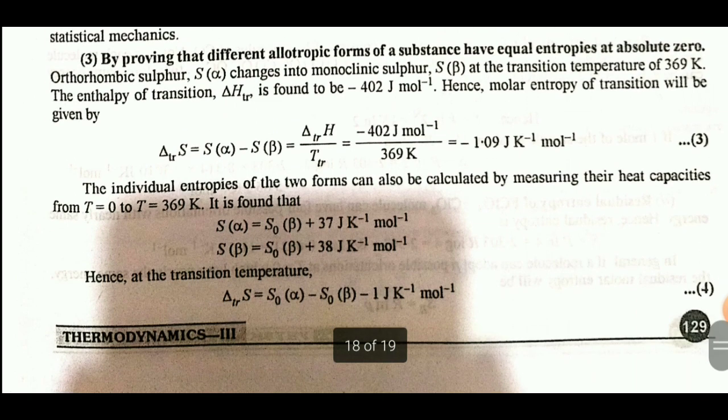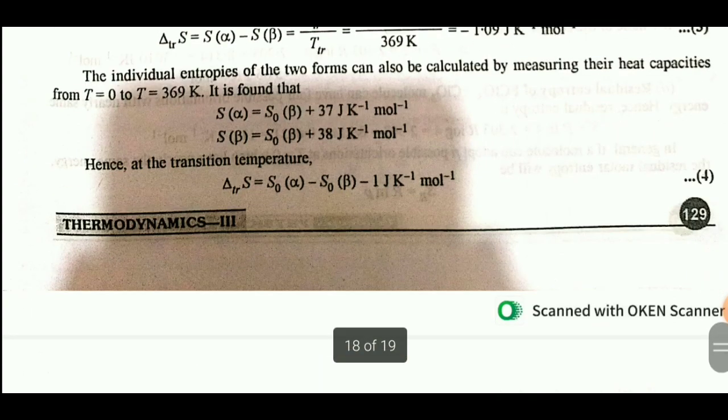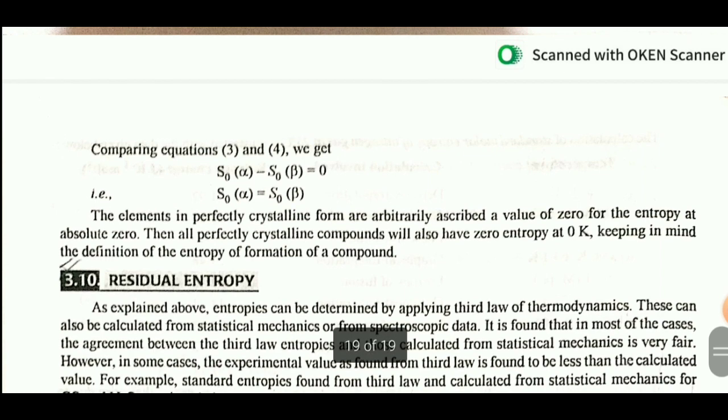The individual entropies of the two forms can also be calculated by measuring their heat capacity from T is equal to 0 to T is equal to 369 Kelvin. It is found that S alpha is equal to S0 alpha plus 37 joule per Kelvin per mole, and S beta is equal to S0 beta plus 38 joule per Kelvin per mole. Hence, the transition entropy del TR S is equal to S0 alpha minus S0 beta minus 1 joule per Kelvin per mole. Comparing equations third and fourth, we get S0 alpha minus S0 beta is equal to 0. That is, S0 alpha is equal to S0 beta.